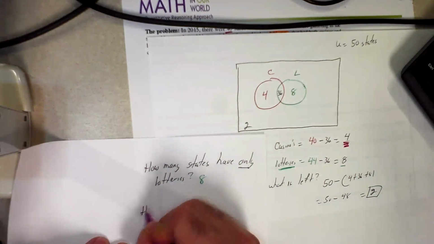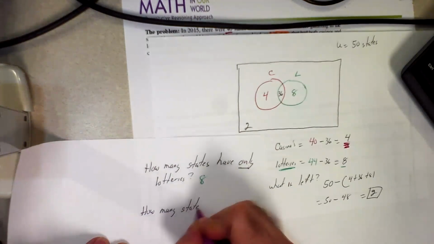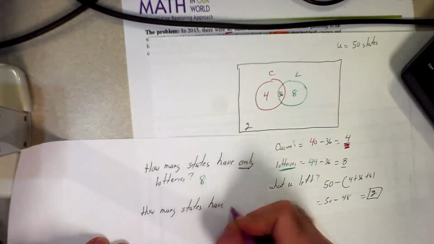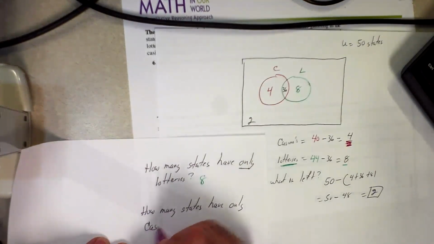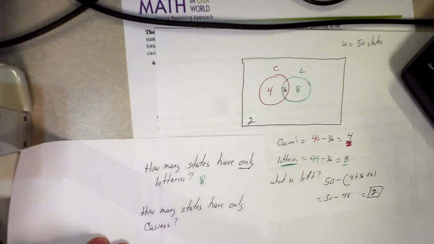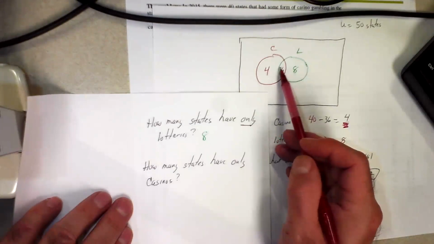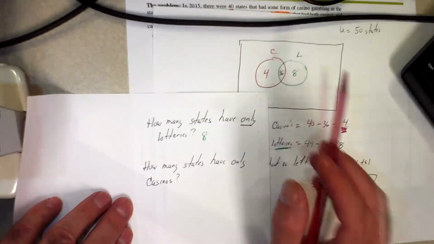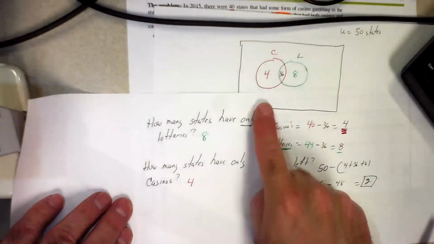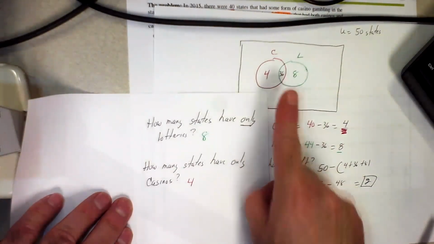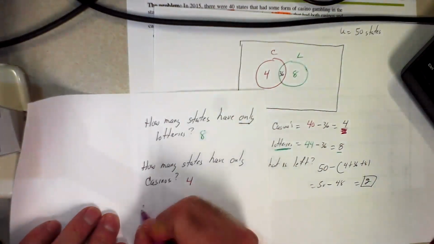All right, next one. How many states have only casinos? All right, go to my red circle. I only want the ones that only have casinos. So that would be 4. Right? They only have casinos. You can't do 36. 36 has both. Well, that would be the next question.